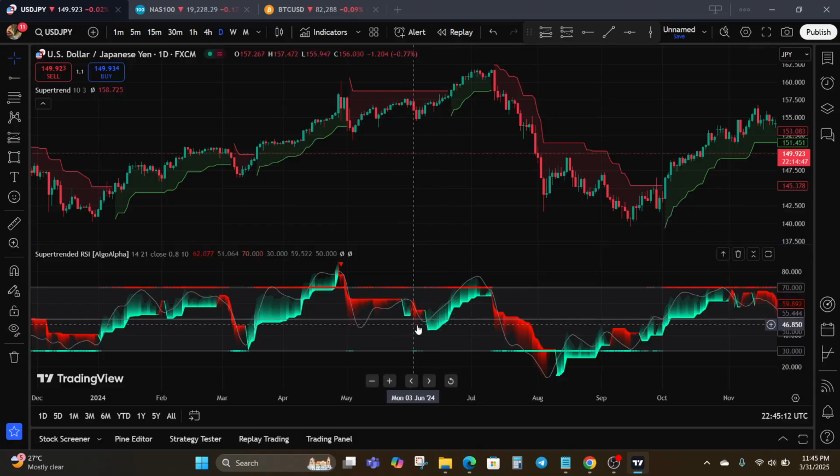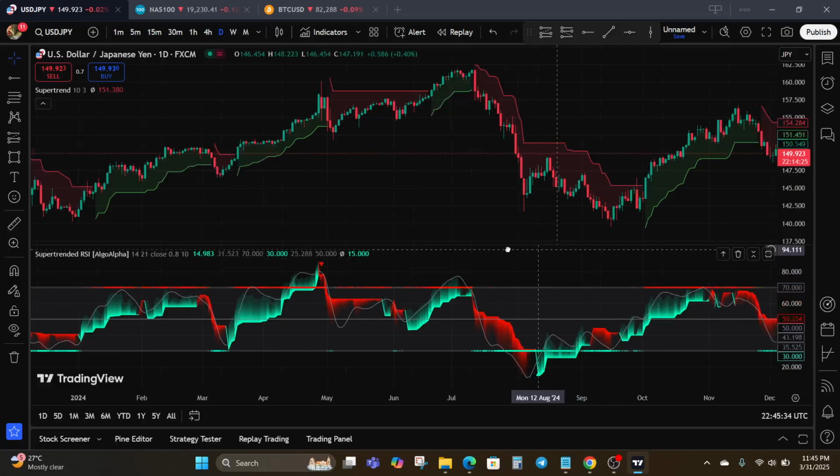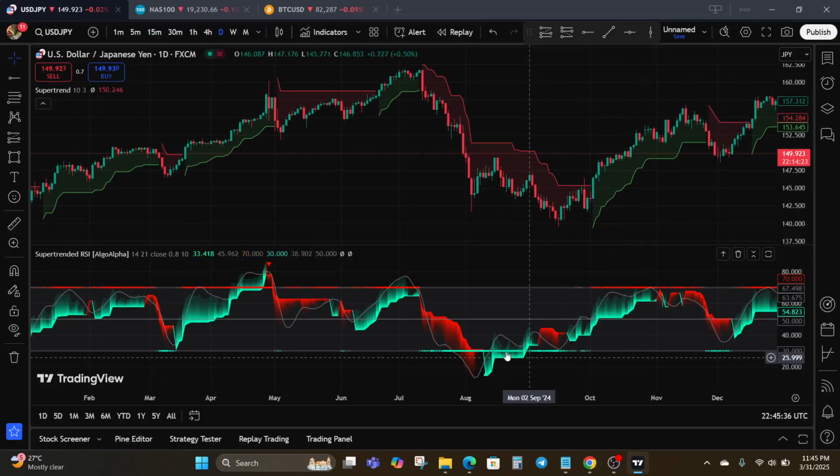So this means that it doesn't just measure overbought and oversold conditions, it also factors in trend strength. So basically, when the RSI confirms an uptrend with the SuperTrend turning green, the buy signal becomes stronger. Now watch out for this. You can see that the indicator also has a 70 level for overbought and a 30 level for oversold.